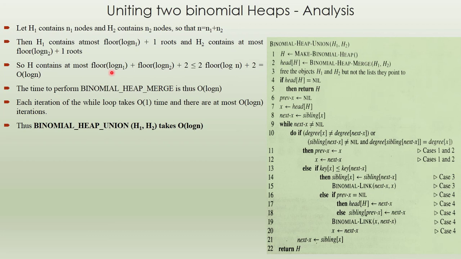In another way I can say floor of a plus floor of b is less than or equal to floor of a plus b. The same logic is used here. So we are merging two binomial heaps which contain n1 nodes and n2 nodes. This binomial heap merge will not take more than log n time. So the time to perform binomial heap merge is thus O of log n. So here we have a while loop. Each iteration of the while loop takes O of 1 time.